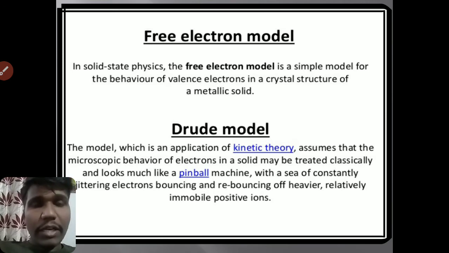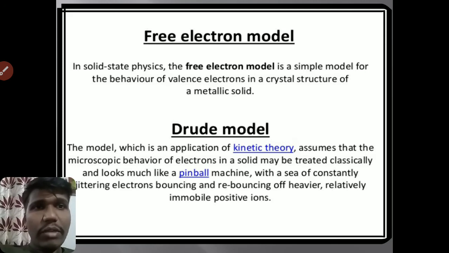The main free electrons will be created from the valence band. So we have to apply the solid state physics free electron model to the valence electrons of the crystal structure in the metallic solid. The first free electron model to be produced is the Drude model. So we have to define the Drude model.